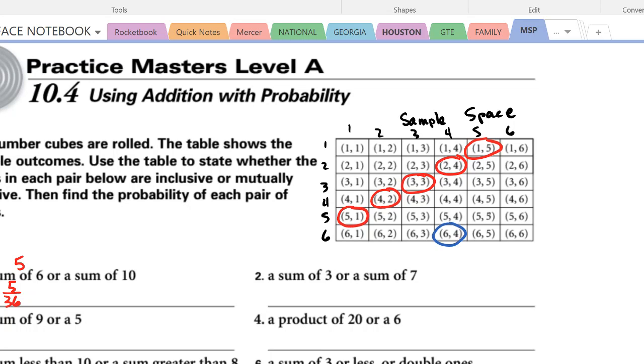So let's see, 6 and 4, 5 and 5, 4 and 6. Those are the ones where the sum is 10. And there are 3. So that would be 3 out of 36. The fact that they said "or" means that you're going to add those. So essentially you're just going 5 out of 36 plus 3 out of 36. That is 8 out of 36. And 8 out of 36 simplifies to, let's see, 4 into 8 goes twice, 4 into 36 goes 9. So the probability is 2 out of 9.